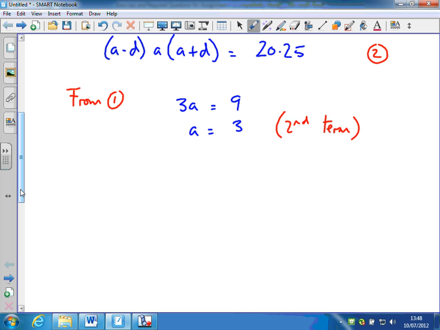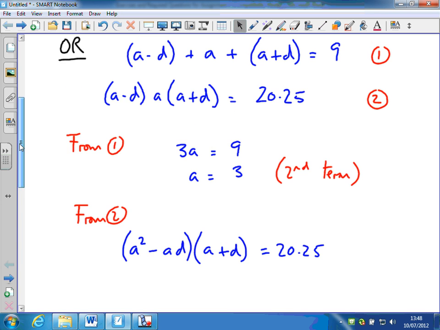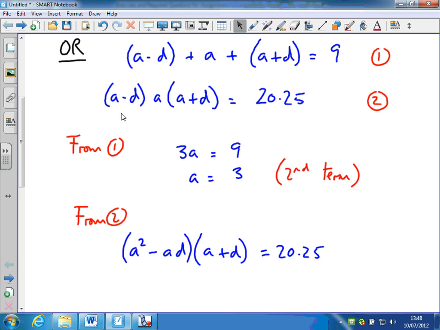And then from 2, let's multiply out those brackets. So A minus D times A. So A times A is A squared minus AD, times A plus D equals 20.25. Just take a moment to see what I've done here. I've multiplied A times A to get A squared, and then minus D times A to get minus AD in this first bracket here. And I'm going to multiply that solution by the second bracket.